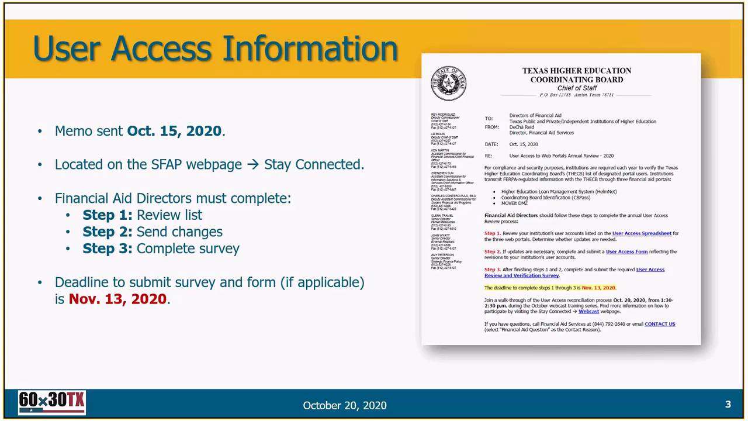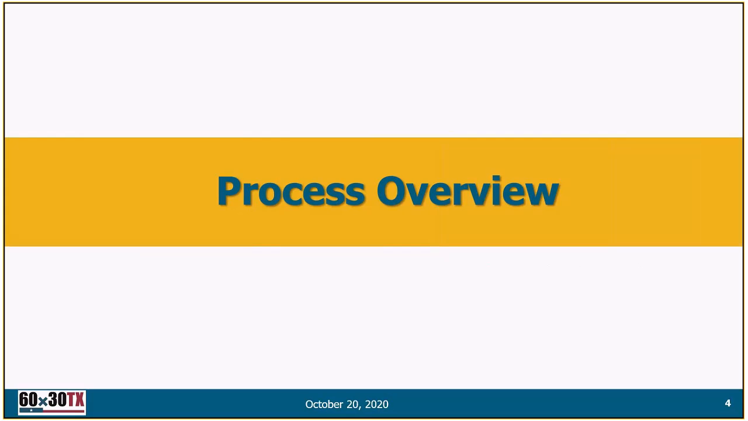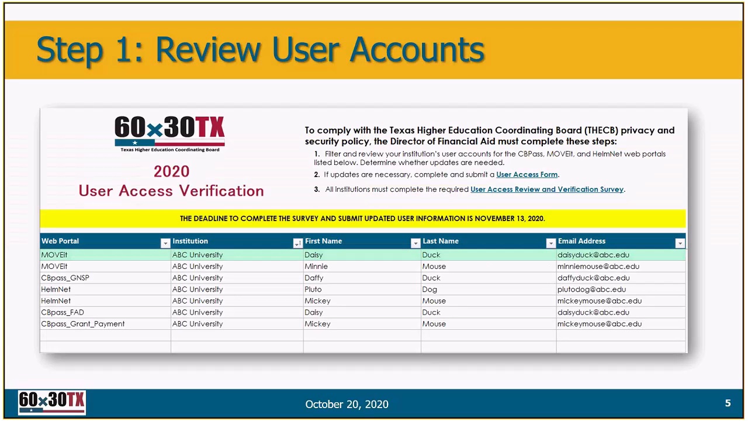So let's talk about the process a little bit more as an overview, and then I'm going to toggle out of the presentation and do a demo. So like I mentioned before, the first step is reviewing the user accounts. And on the screen here, here's the example that I'm going to go through in just a moment, but you'll see on the screen all the different types of web portals, the institution name, and then the first and last name of the staff member at your institution, and then their email.